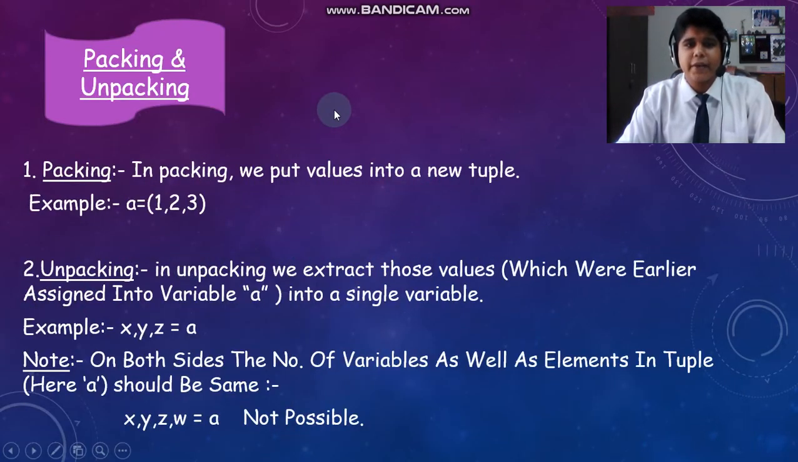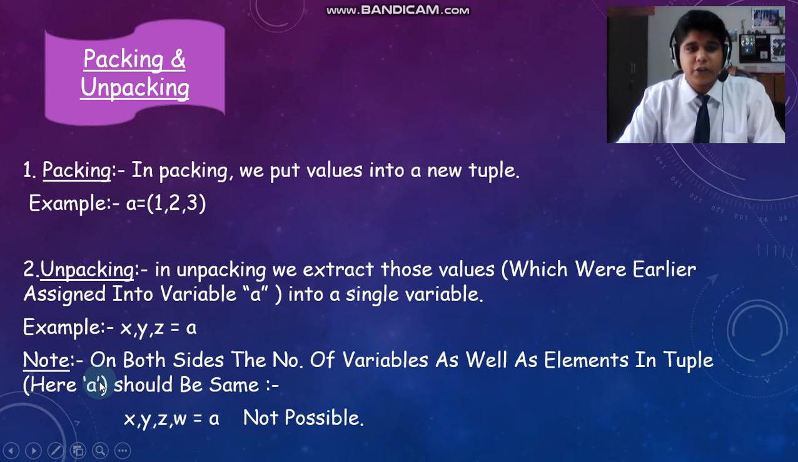Next we have the packing and unpacking concept. It is very simple. In packing, we put values into a new tuple. Whenever we assign values to a new tuple like a is equal to 1, 2, 3, it is called packing. Then unpacking. In unpacking, we extract those values which were earlier assigned to variable a, like 1, 2, 3, into single variables. We assign each element a variable, like x, y, z is equal to a. So here a represents the elements 1, 2, 3: x gets 1, y gets 2 and z gets 3.